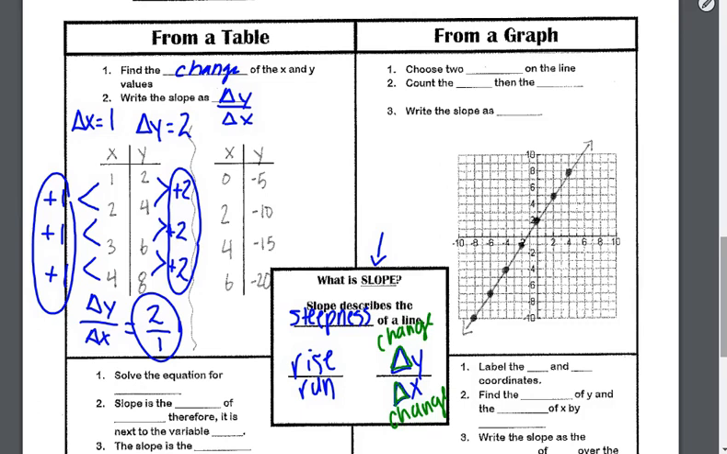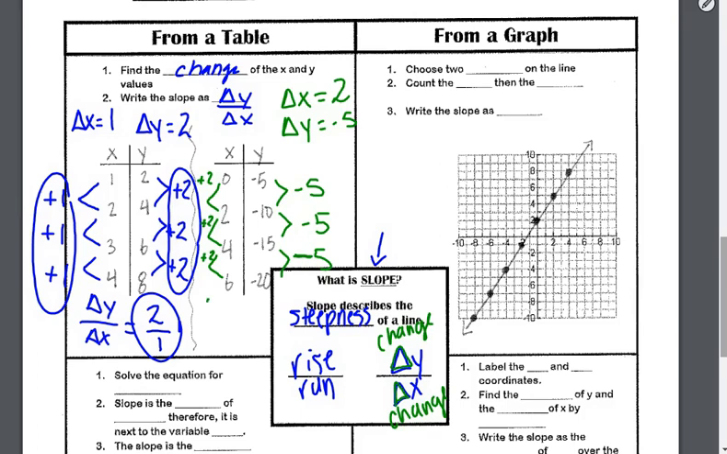All right, for our second example, again, we need our change in x. 0 to 2 is plus 2. 2 to 4 is plus 2. 4 to 6 plus 2. So our change in x for this line is a positive 2. Then for our change in y, negative 5 to negative 10 would be minus 5. Because we're going down, we're getting more negative. Negative 10 to negative 15 would be minus 5. And negative 15 to negative 20 would be minus 5, so negative 5. So our change in y is negative 5.